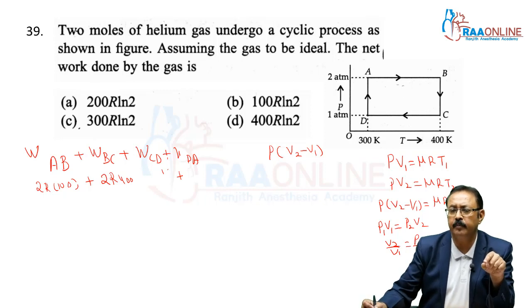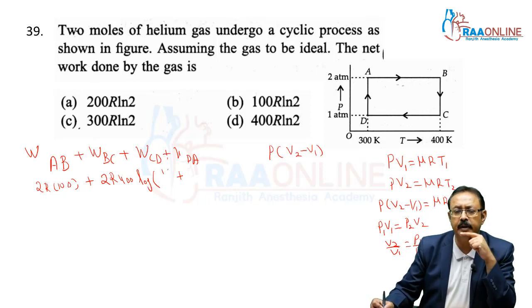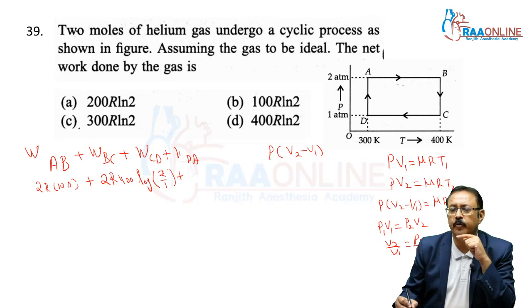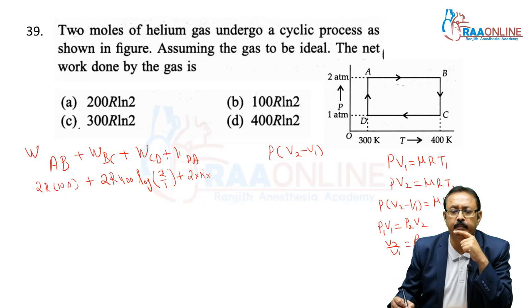Now B to C, when we are moving, temperature was constant. So the formula is mu RT log V2 upon V1. V2 upon V1 means P1 upon P2, so it should be 2 by 1. Plus, now we are moving from C to D. C to D, again pressure is constant. So work done should be pressure into change in volume, so mu R, 2R, into T2 minus T1, which is minus 100 now.